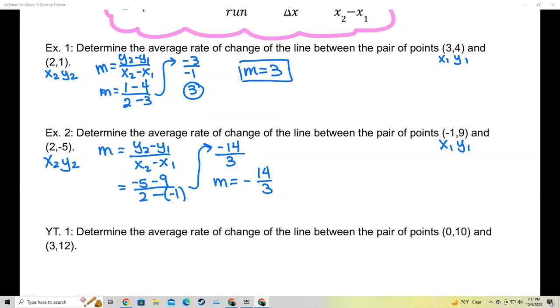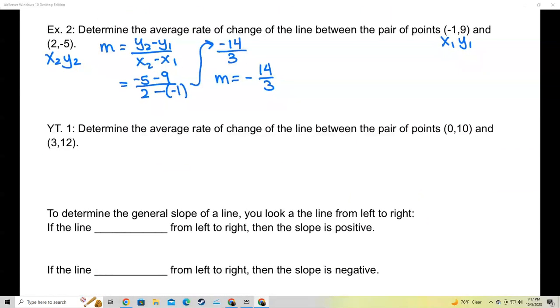All right, let's try this last one. It says determine the average rate of change between the line and the parent points (0, 10) and (3, 12). So let's go ahead and call this one x1, y1. I'm going to call this one x2, y2. And my slope formula is y2 minus y1 over x2 minus x1.